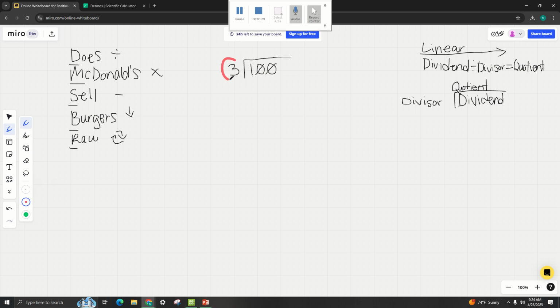So my 3 right here, this is my divisor. I'm going to be working with this 3 a lot. For division, like I said, you want to ask yourself how many times does it fit? We want to know how many times 3 fits inside of whatever number we're looking at. Sorry, y'all, this is a little bit messy.